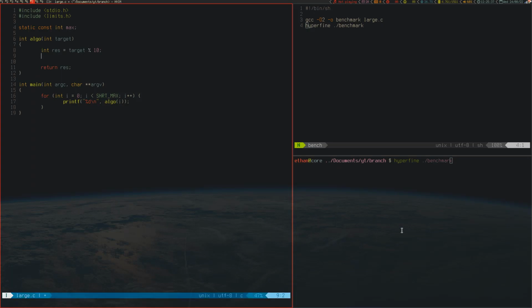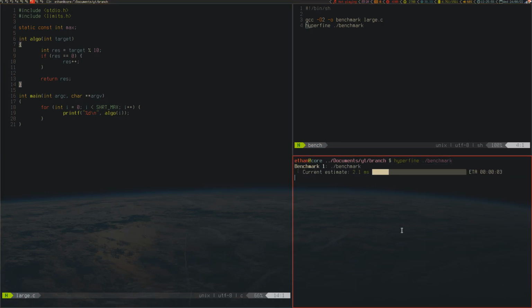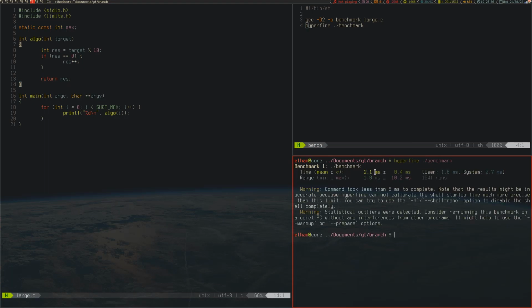But what we have to do now is if res equals 0, or alternately we could do if exclamation mark res in C, and then, whoops, res plus plus. And so this is our branched way of doing it. So if we run this again, there's not been an enormous difference. In fact, there's been pretty much no difference at all.